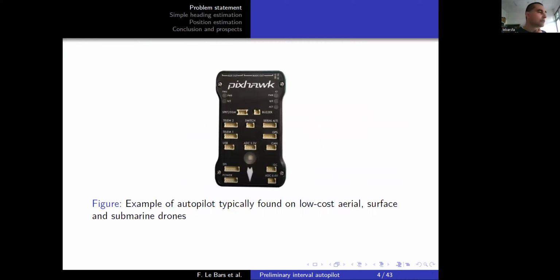This is an example of a typical autopilot. This one is a Pixhawk. It's an open source, open hardware autopilot. This one is one of the first versions. Now they are at something like the 5th or 6th version. This type of autopilot is typically used in aerial robots, especially for DIY robots, but not only. It can have algorithms for surface vehicles, ground robots, and also the BlueROV submarine robot.